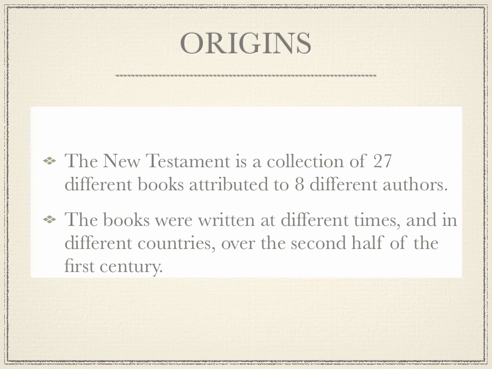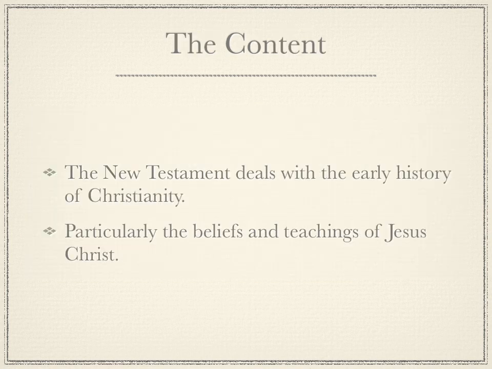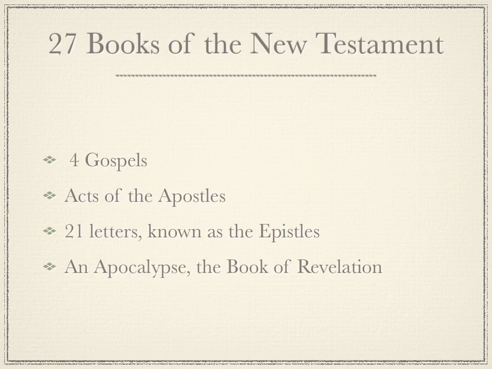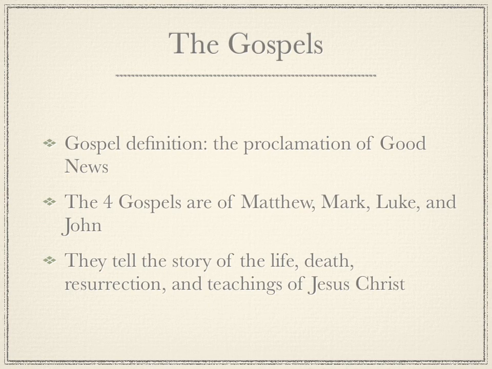There are obviously disputes at times between people about who authored different sections of the New Testament, and also about the specific times that they were written. As I said, it deals with the early history of Christianity, particularly the beliefs and teachings of Jesus Christ. To break down the 27 books: four Gospels, Matthew, Mark, Luke, and John. It's also got the Acts of the Apostles, 21 letters known as the Epistles, and an Apocalypse, which is called the Book of Revelation. Starting, we'll just have a quick look at the Gospels.